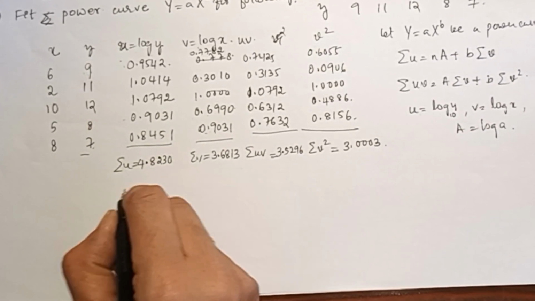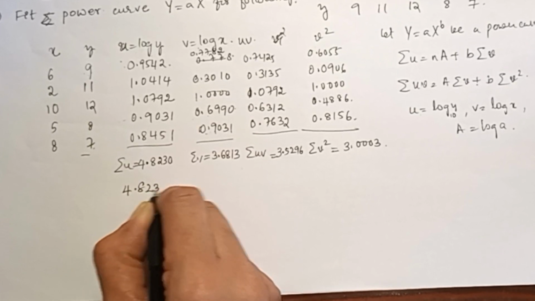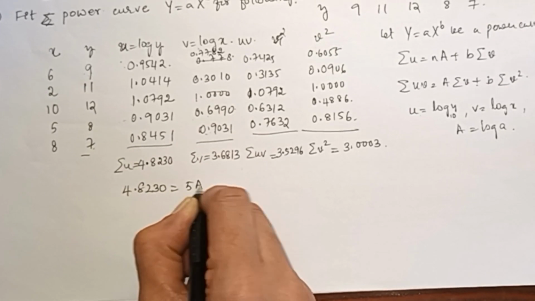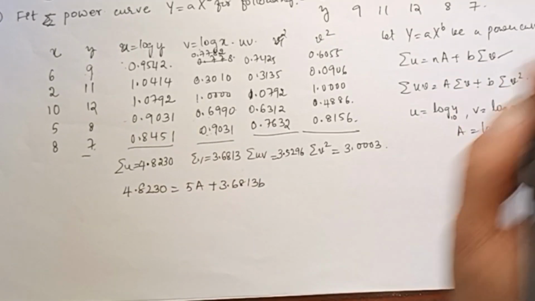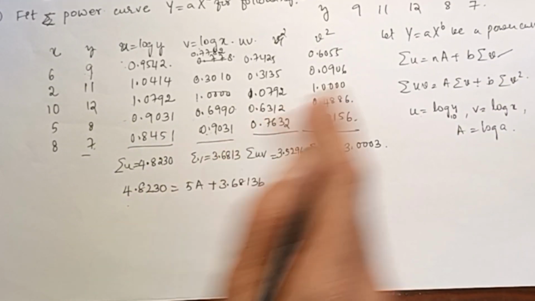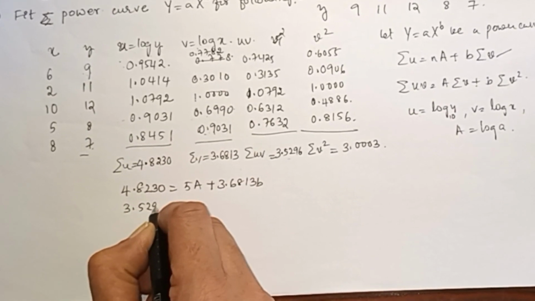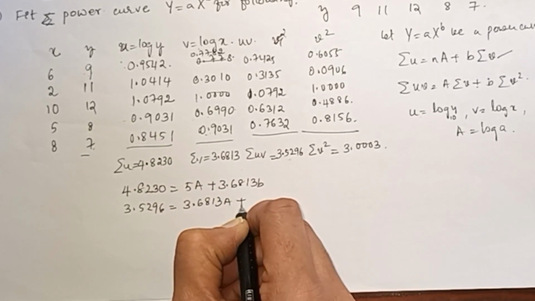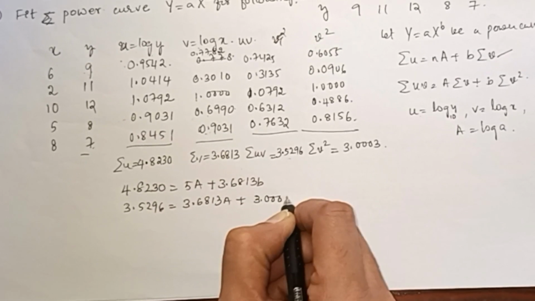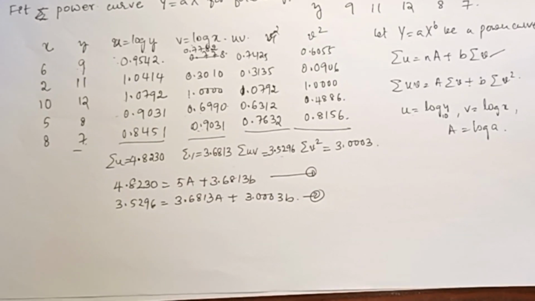So we will get 4.8230 equal to 5A plus 3.6813b. The first equation I have substituted. Then similarly into the second equation, sigma uv is 3.5296 equal to 3.6813A plus 3.0003 into b. These are the two equations you obtain. You have to solve these two equations.